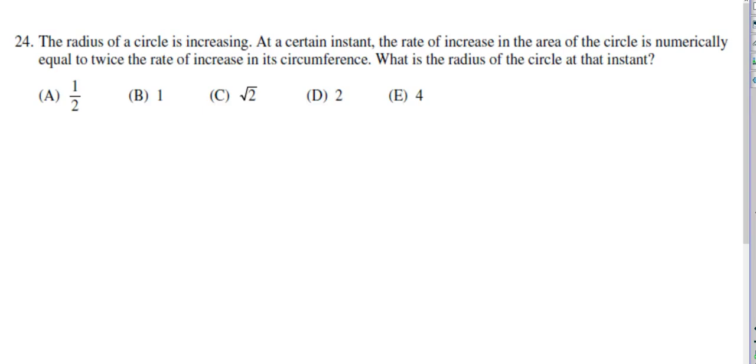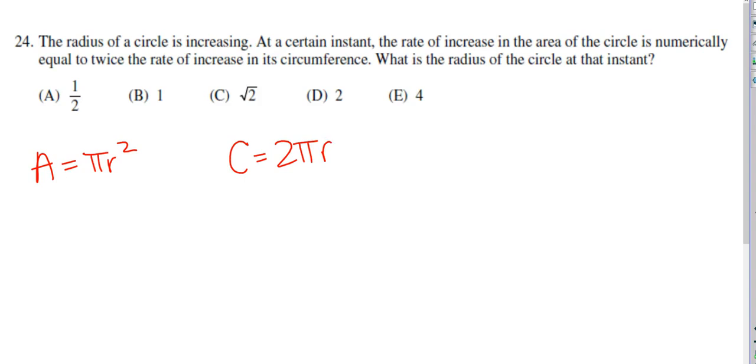All right, the radius of a circle is increasing. At that instant, the rate of increase in the area of the circle is numerically equal to twice the rate of increase in its circumference. So in other words, dA/dt is equal to 2 dC/dt. What's the radius of the circle at that instant? Let's first make sure we've got our formulas. The area of a circle is pi r squared, and the circumference of the circle is pi times the diameter. Diameter is 2r.